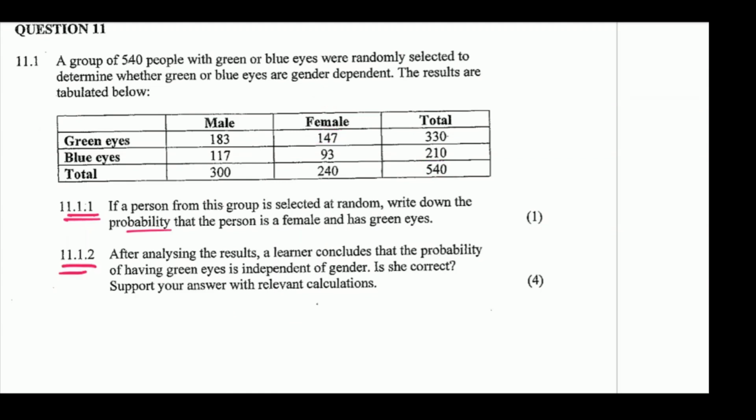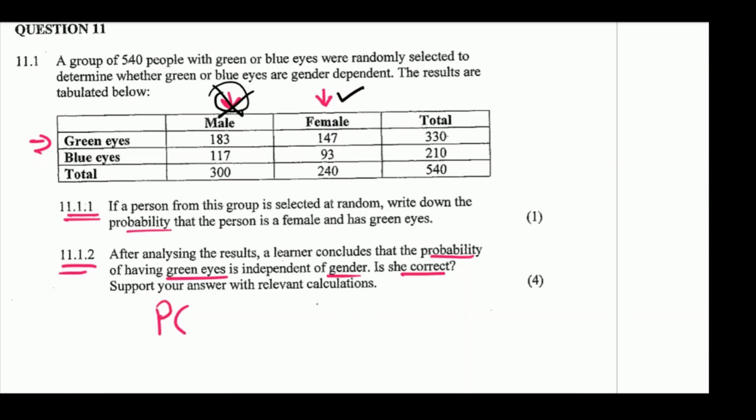So now 11.1.2 says that after analyzing the results, a learner concludes that the probability of having green eyes is independent of gender. Is she correct? So we need to prove that. We need to look at gender, which are these two, and eyes, which are green. But you need to consider only one gender. So if you want to look at males, just look at males. If you want to look at females, just look at females. So I'm going to scratch the males and look at the female gender to solve this problem. You can either use the male gender or the female gender. You still get the same answer.